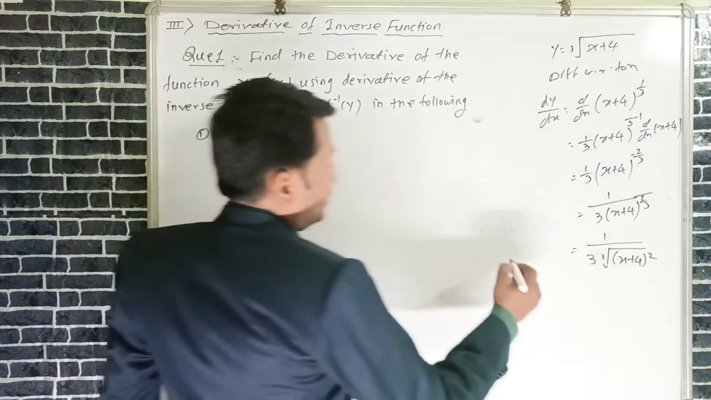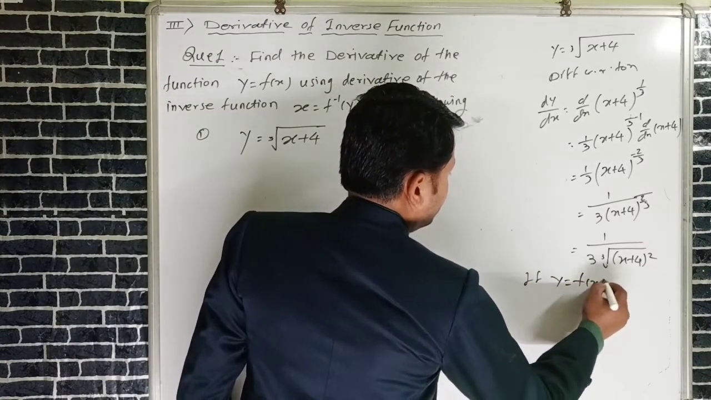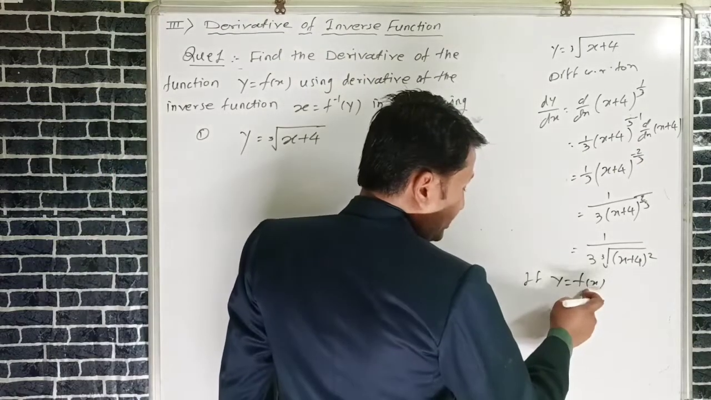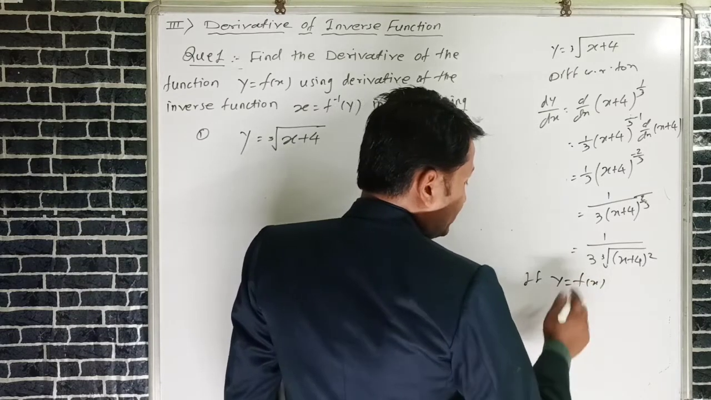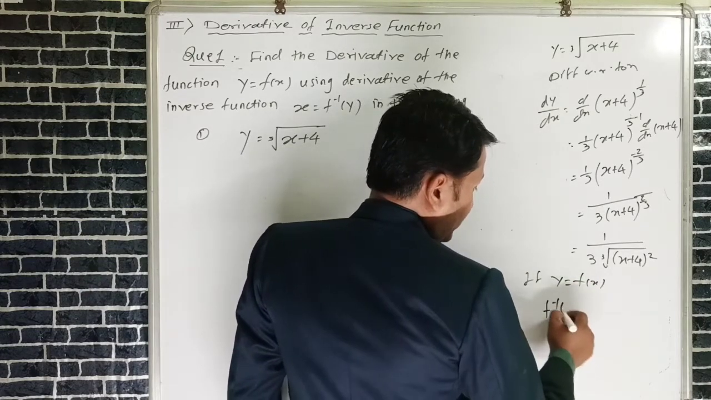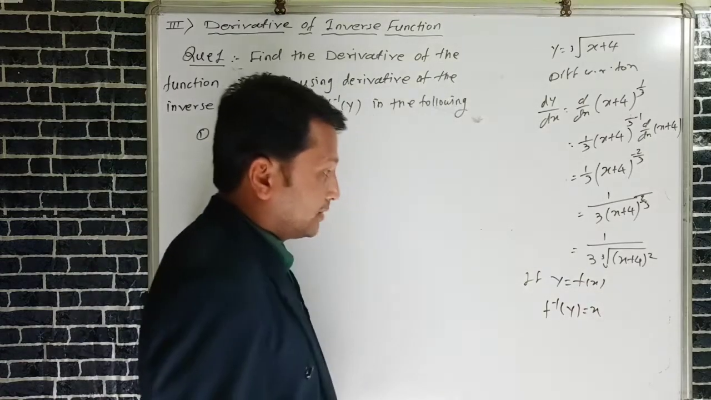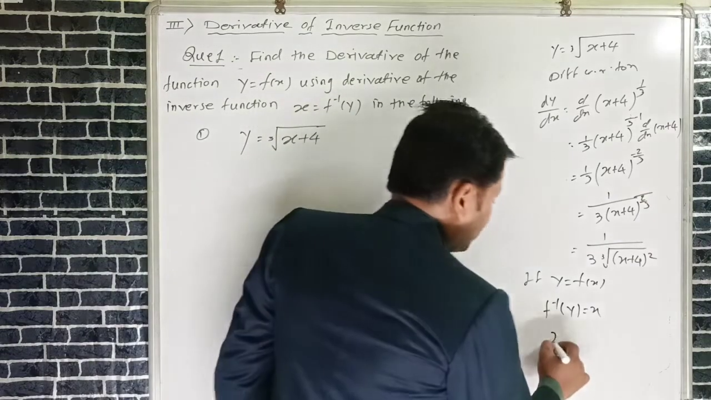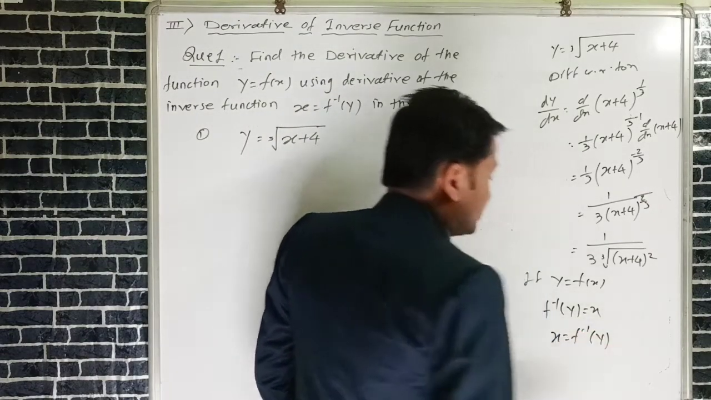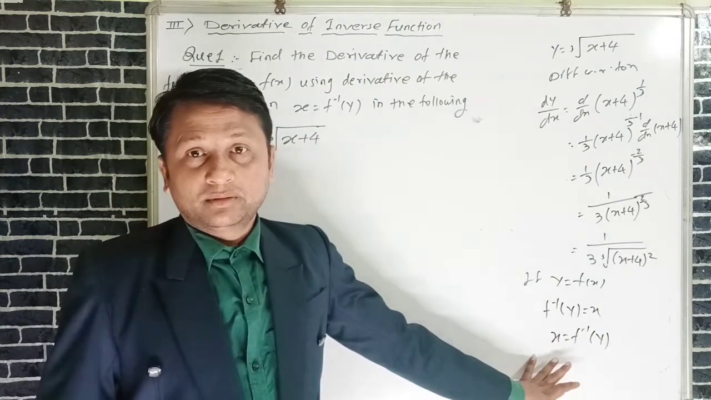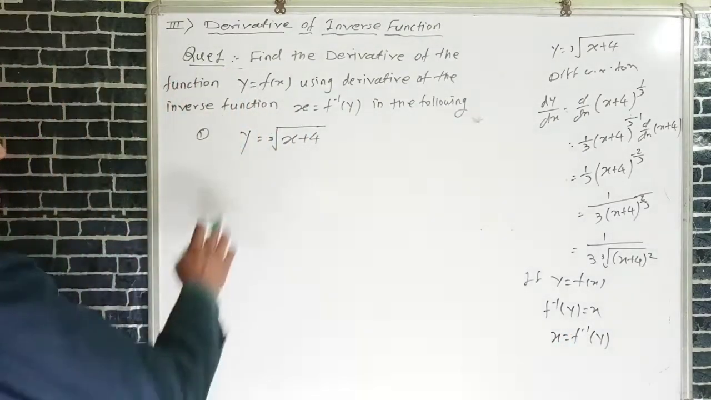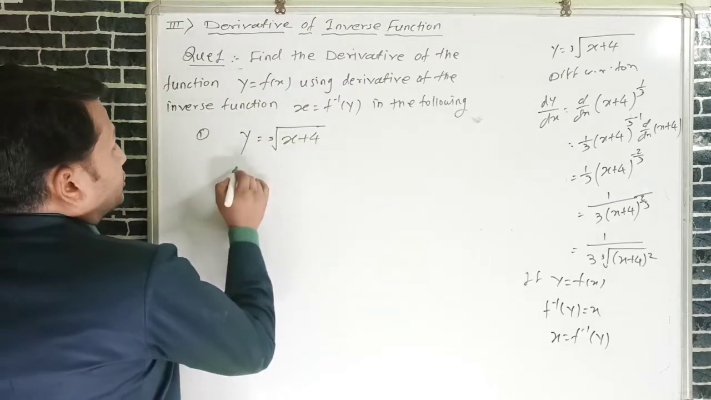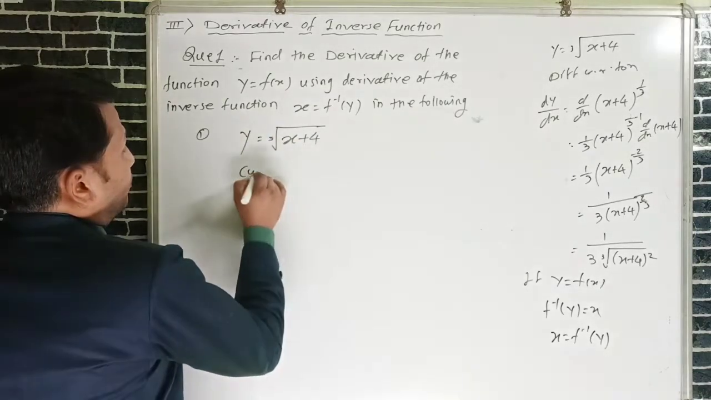We know that if y is equal to f of x is a given function, then its inverse function is f raised to the power minus 1 of y, equal to x. Means if y is equal to f of x is a given function, then x is equal to f inverse of y, in the form of the inverse. Hence we write this function y is equal to cube root of x plus 4. First we cube both sides.